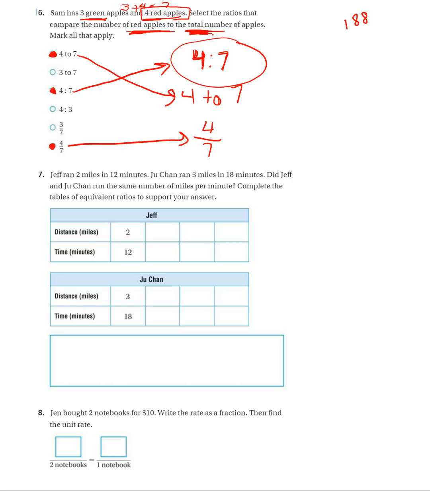Okay, number 7. Jeff ran 2 miles in 12 minutes. Ju Chan ran 3 miles in 18 minutes. Did Jeff and Ju Chan run the same number of miles per minute? So did they have the same unit rate? Whenever you see the word per, that's a clue that you're looking for unit rate. Okay, and that just means you want a denominator of 1. All right, well, let's go ahead and fill out this chart, and then we'll answer the question.